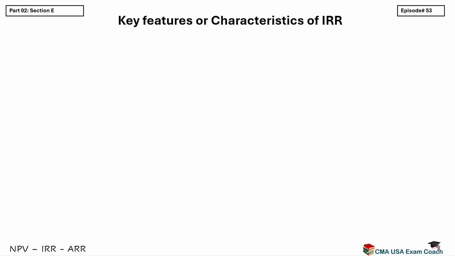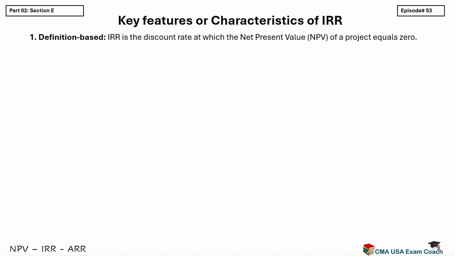1. Definition-based. IRR is the discount rate at which the net present value, NPV, of a project equals 0. In simple terms, it's the break-even rate of return, the point where the project neither makes a profit nor a loss. For example, if a project has an IRR of 15%, it means the project is expected to earn 15% per year on the invested money.